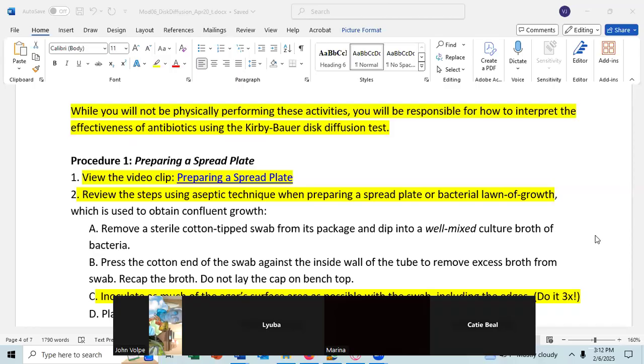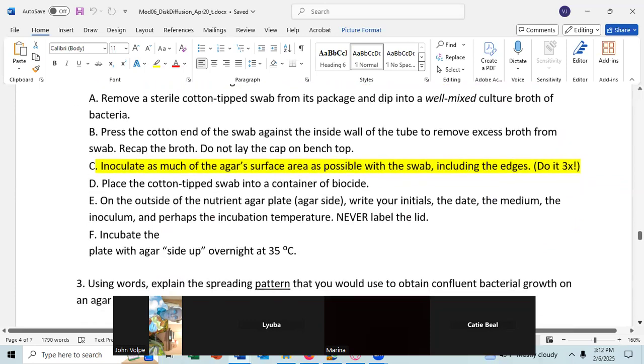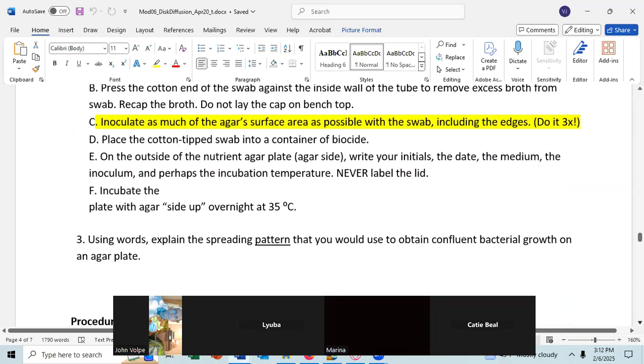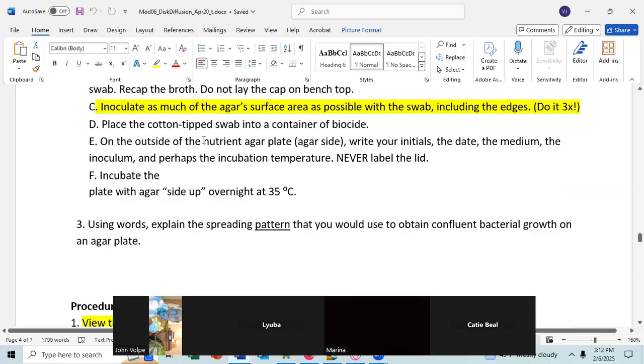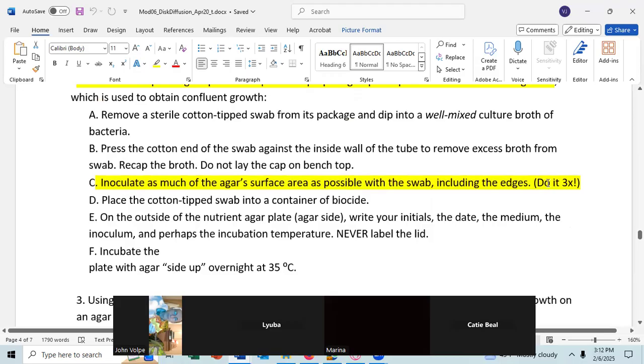Share my screen now. Then you let the, I'm having trouble getting hold of my mouse. There it is. Cotton top swab goes in the biocide container. So there we do it 3 times.